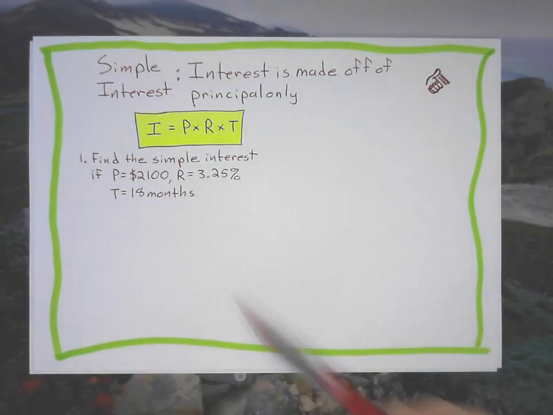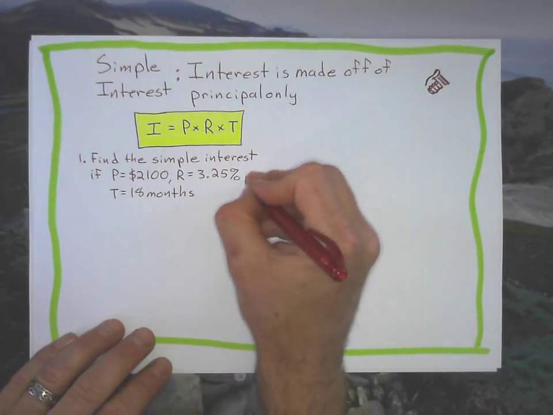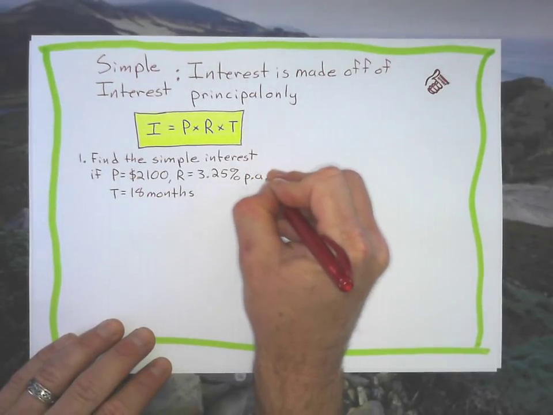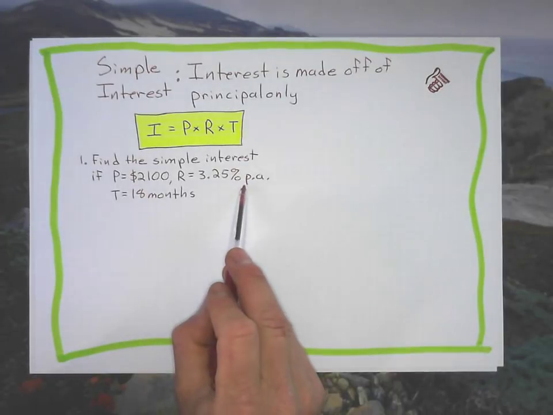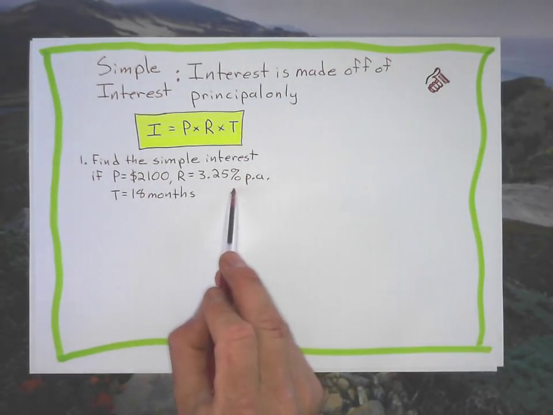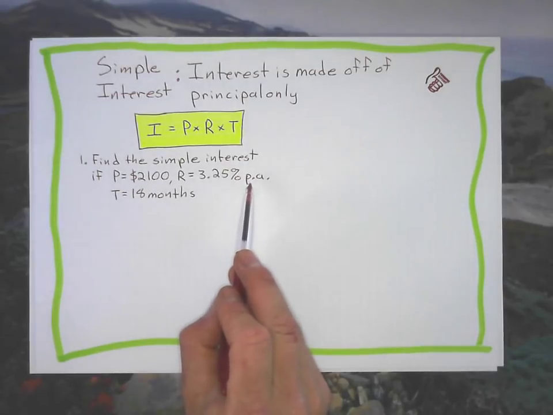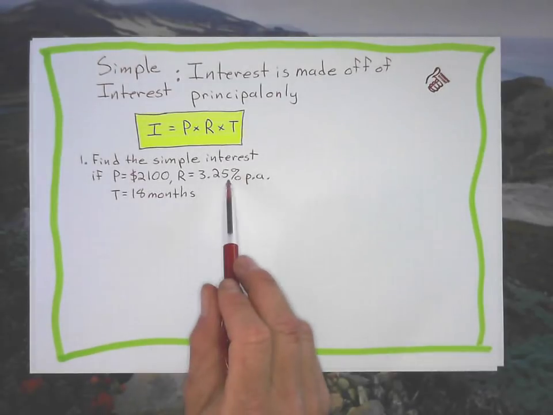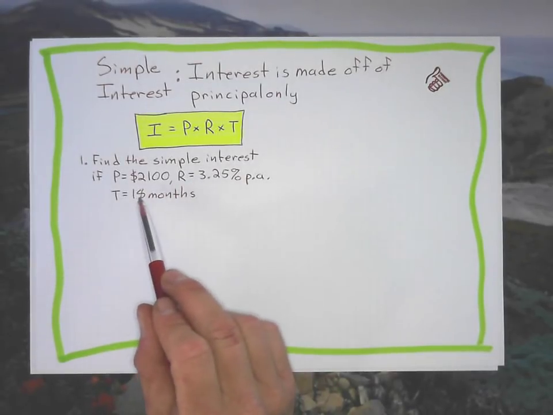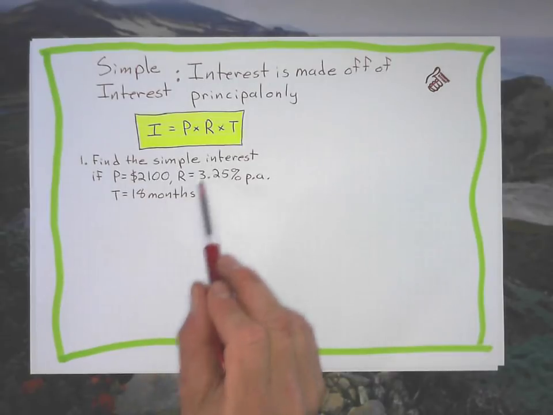I'm going to add one more thing here, 3.25% PA. You usually see this after rates at banks, PA, and what that means is per annum. It's a Latin term that means per year. So PA, when you see that, that just means that interest is going to be paid at the end of the year, or yearly. Okay? So let's change the rate and the time to more suitable values to put into our formula.